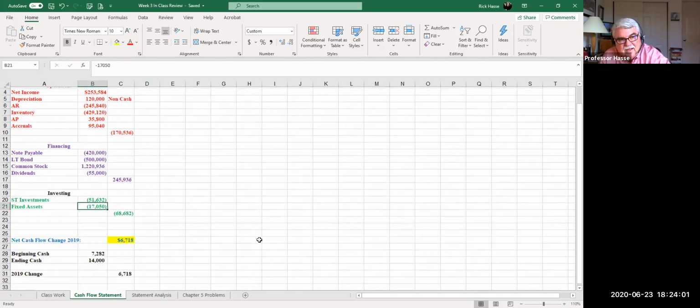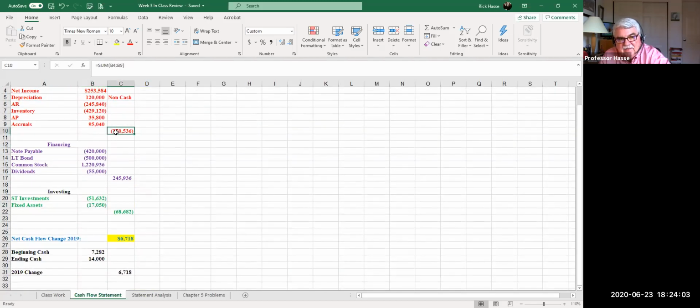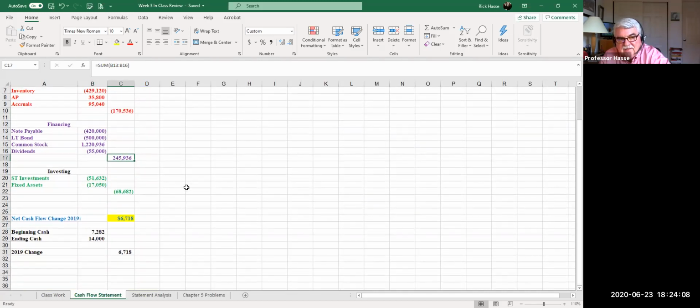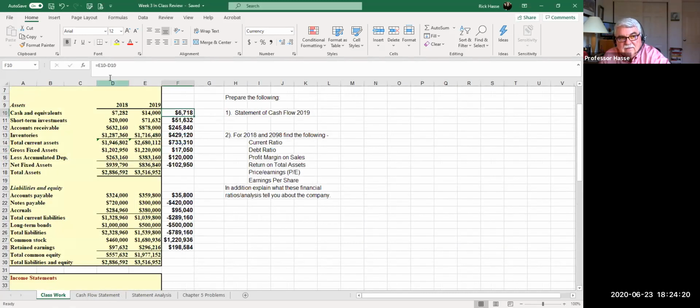The combination of negative cash from operations, positive cash from financing and negative cash from investing. Golly Gomer, $6,718. And that matches the delta in cash. You know somebody did the books right.